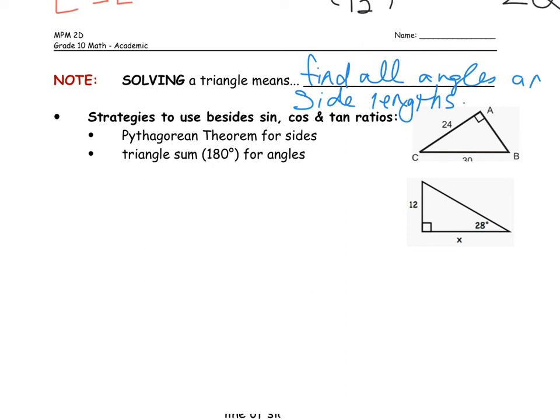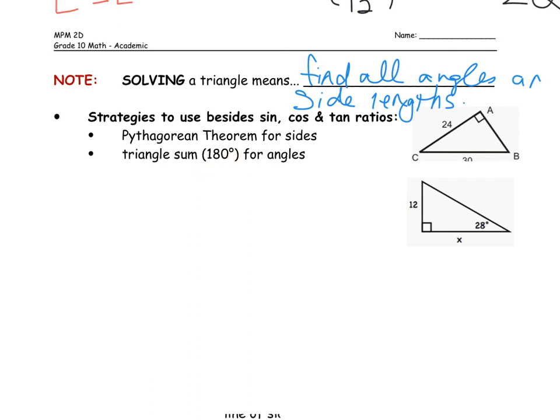So, the strategies that you're going to use besides sine, cos, and tan, because sine, cos, and tan are handy, but they're not the only or always the most efficient way of finding the information that you need. Let me explain to you what I mean. So, for example, Pythagorean theorem we reviewed. So that may be an easier way to solve for a side. It may be the only way to solve for a side, but no, actually, maybe not. So then triangle sum. So the triangle sum we know is 180.